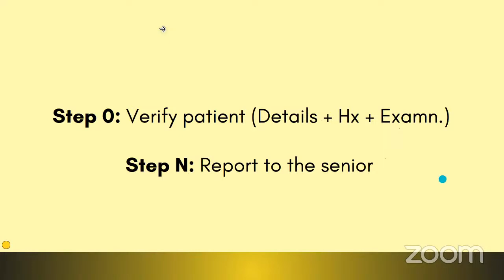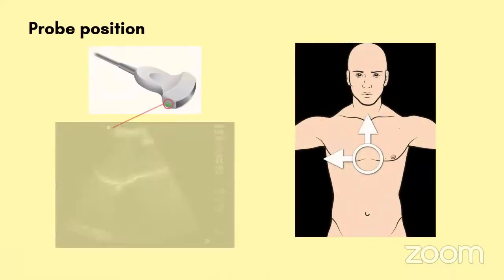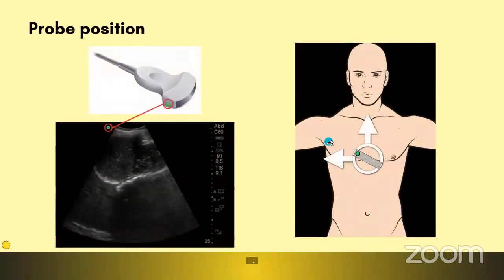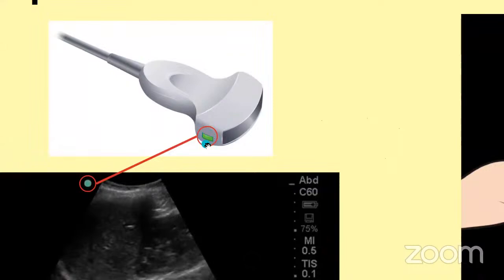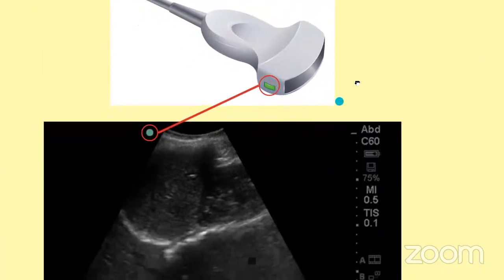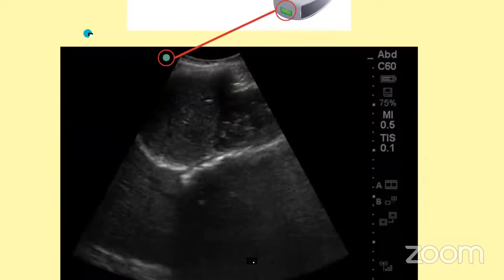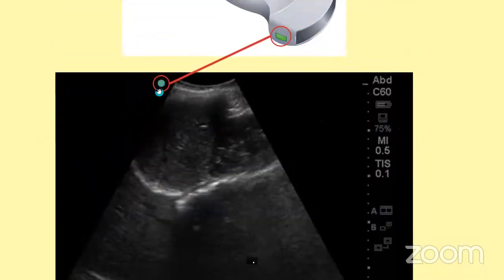Okay, moving on. So, probe position. By convention, when we are using a probe, it has something called a probe orientation marker. This is the image of a curvilinear probe. We have a light marker, or sometimes it's just an indentation. This is called the probe orientation marker, which on the screen of the ultrasound machine corresponds to the dot or logo, whichever is there.